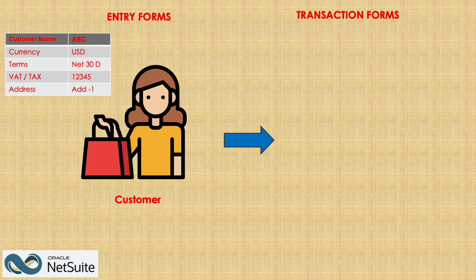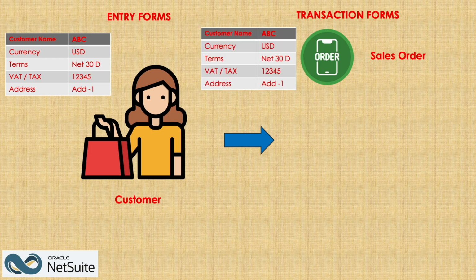Transaction form example. Sales order. Now, let's move on to transaction forms. After creating the master customer record, we can now create different transactions against this customer. For example, let's create a sales order. When we create a sales order and select the customer ABC, you will notice something interesting.